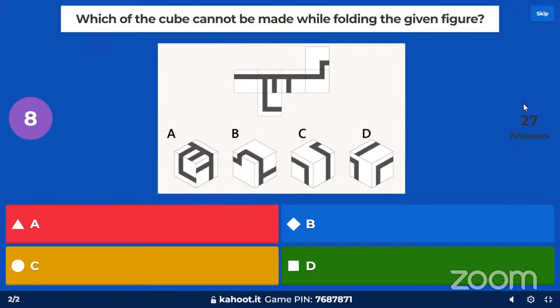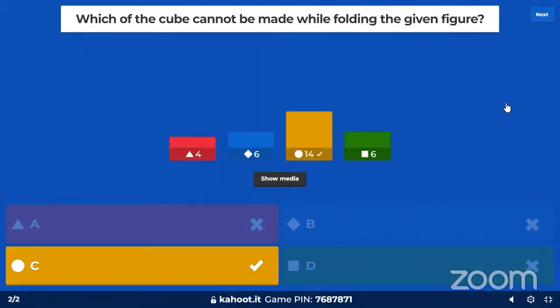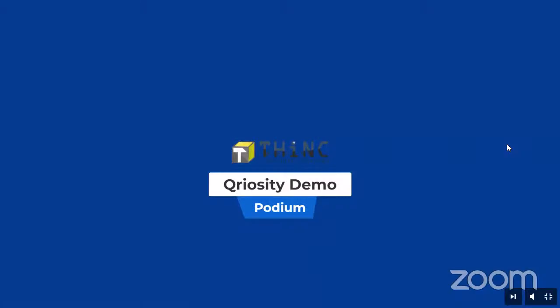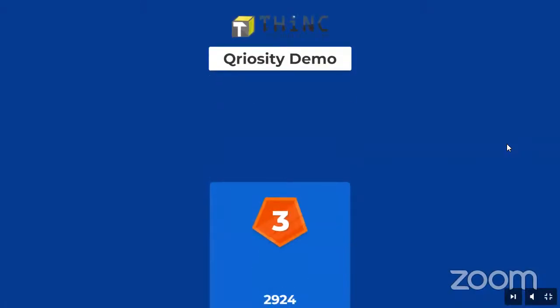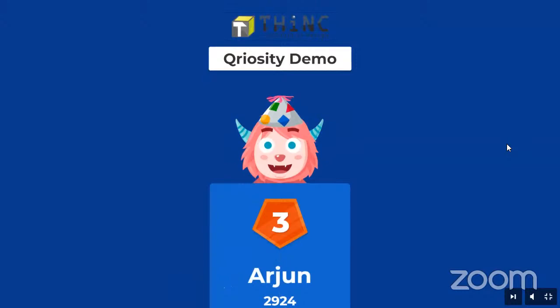And guys, this is a demo going on right now. The actual quiz has not yet started. The demo quiz only consists of 2 questions. 14 among you have answered it correctly. And at the end of the quiz, you will see a podium here, with the toppers, the top 3.